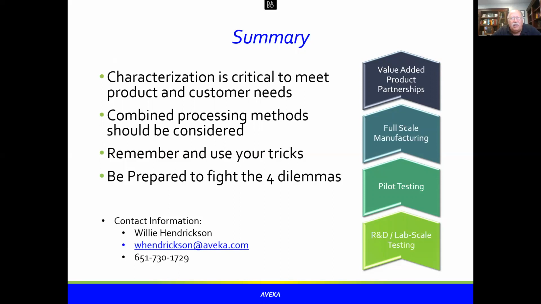I like to combine the processing methods. I mean, you should always be thinking about this. If you've got one method that kind of gets you there, can you bring two of them together? Particularly like the underwater lava lamp prilling option that we had. And then remember to use all the tricks that you have. I mean, the tricks are what can make or break you as a great industrial processing person for scaling up or making a fancy engineered particle, because there are the right answers out there. And then finally, be prepared to fight the four dilemmas, because they will always come around and get you.